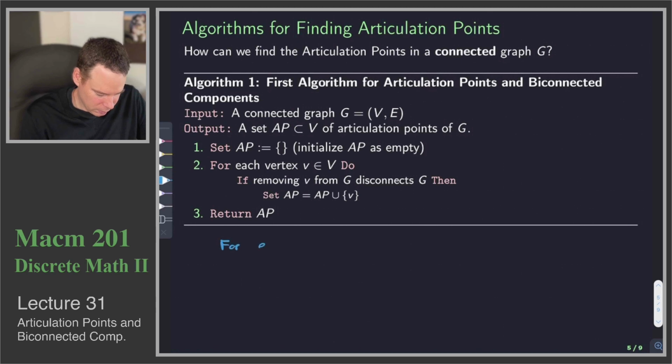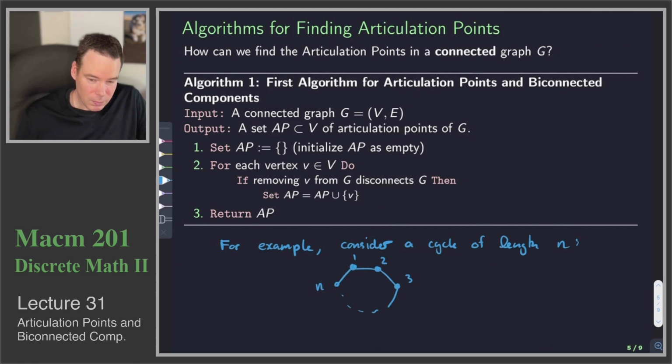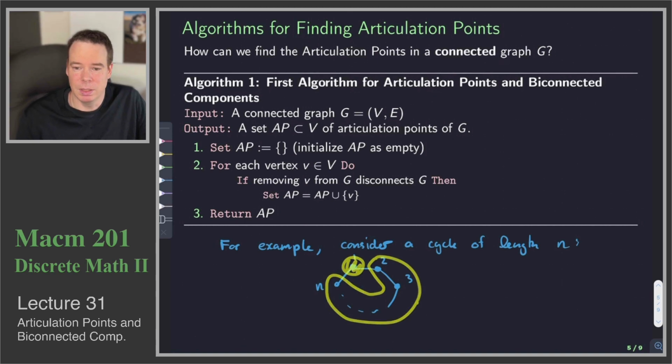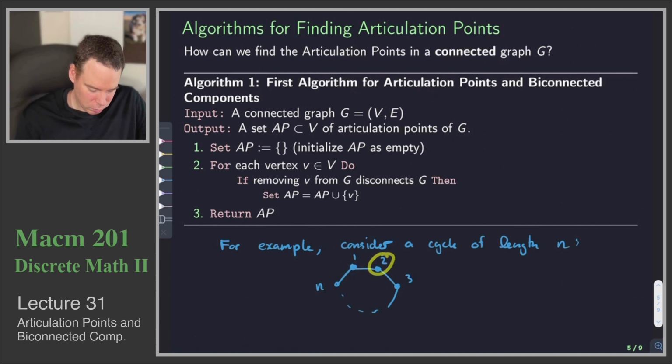So for example, consider a cycle of length n. So it would look like this: 1, 2, 3, and so on all the way around up to a vertex n, and we'll close it off. And now let's imagine going through the algorithm to find the articulation points of this graph. So what we would end up doing is looping over all the vertices. We'd start at vertex 1, remove it, then check the resulting subgraph for being connected or not. Then we'd remove 2, check the resulting subgraph if it's connected or not, and so on.